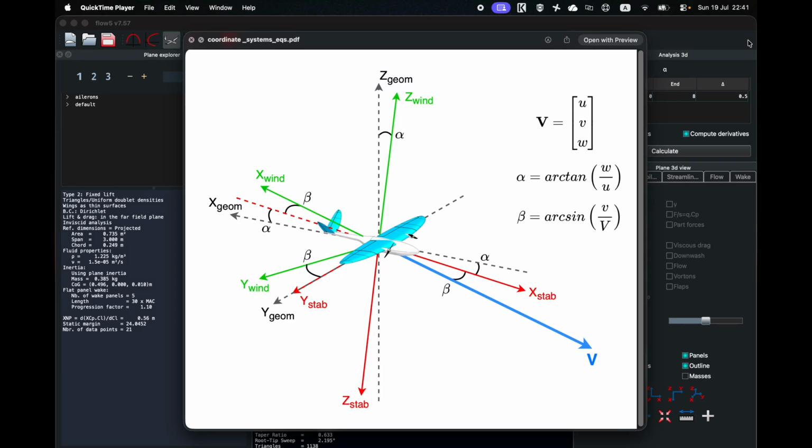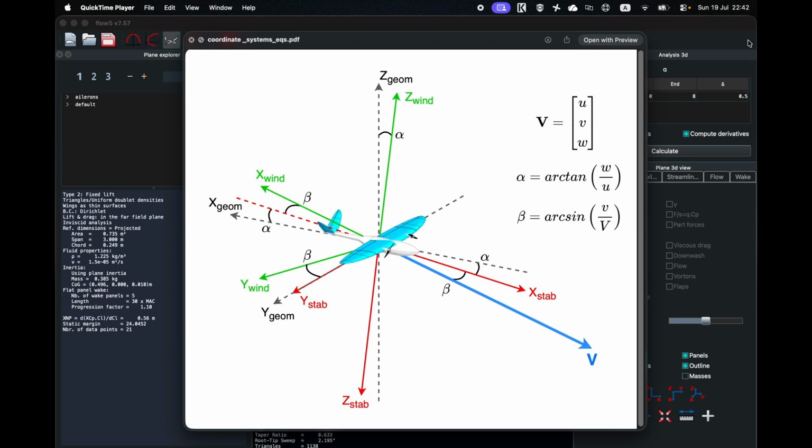Since there has been some confusion around the coordinate system conventions used by flow5, I thought it would be a good idea to make a short explanation. There are three coordinate systems that are worth keeping in mind. The first coordinate system is used for geometry input.